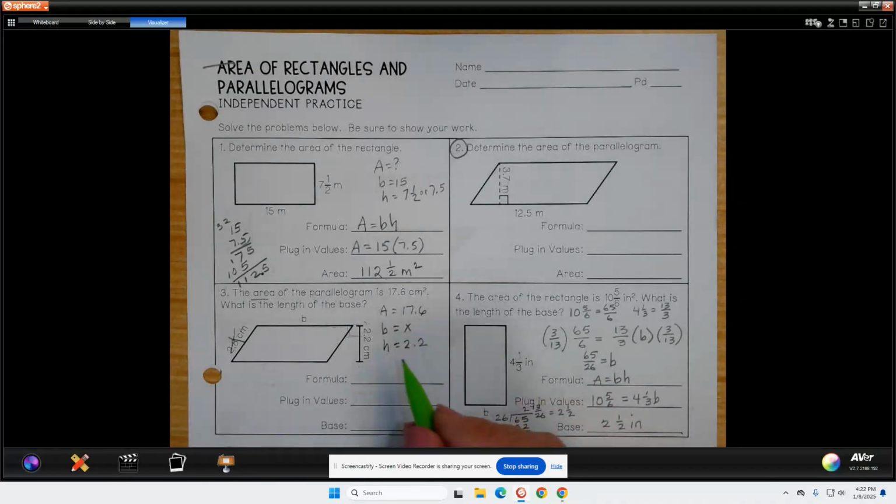Formula is still the same as a rectangle. Area equals base times height. Plug it in. Our area was 17.6 equals, we don't know our base, and our height was 2.2. And you're just going to do your one-step equations. This was multiplication, so I'm going to divide both sides by 2.2.